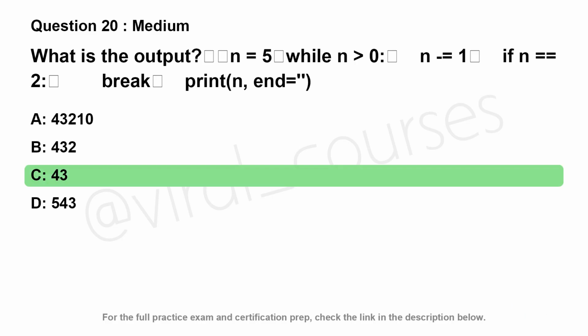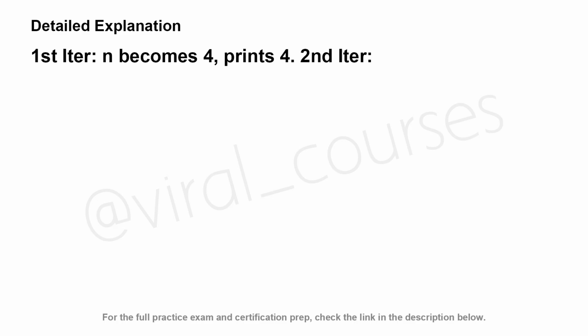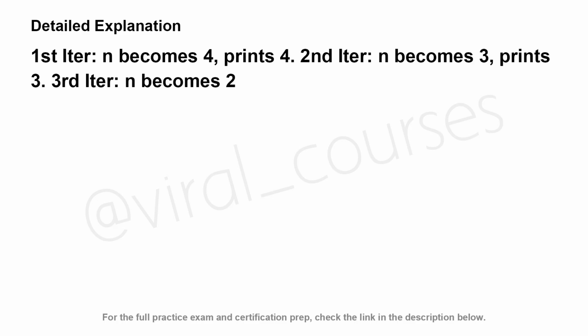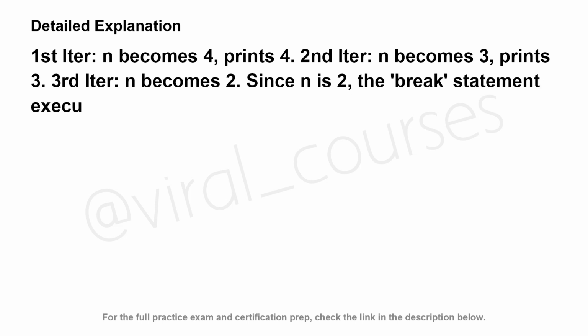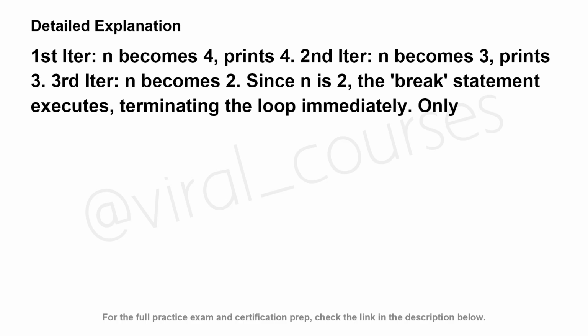The correct answer is C. First iteration, n becomes 4. Prints 4. Second iteration, n becomes 3. Prints 3. Third iteration, n becomes 2. Since n is 2, the break statement executes, terminating the loop immediately. Only 4 and 3 were printed.